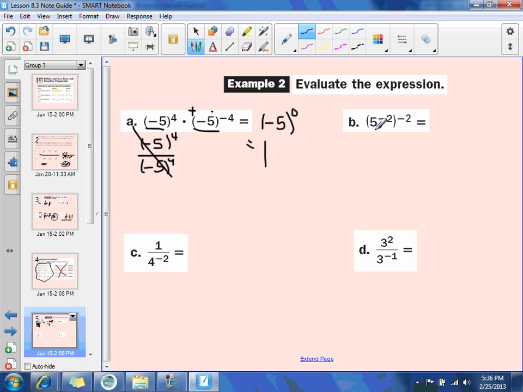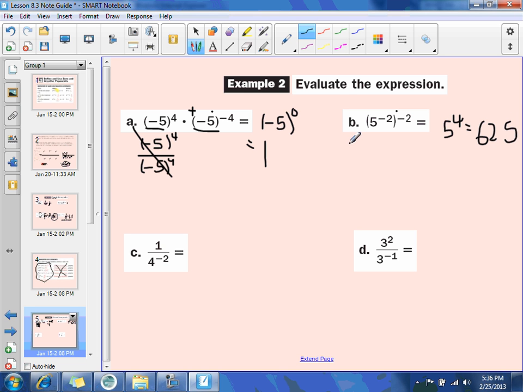Same thing here. You have 5 to the negative 2nd power to the negative 2nd power. What did we used to do when we took a power to a power? Multiply them. What's negative 2 times negative 2? You got it. It's 4. And 5 to the 4th is 625.